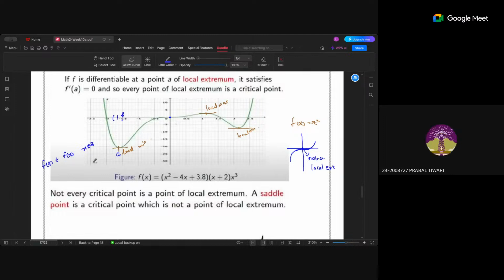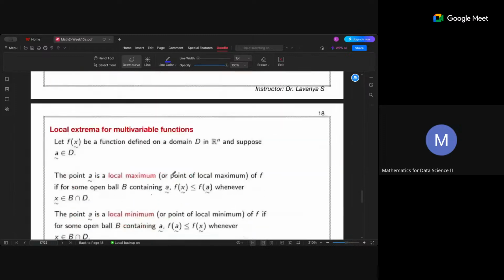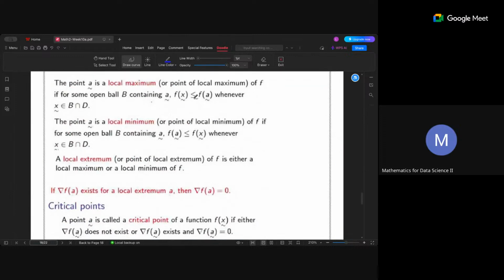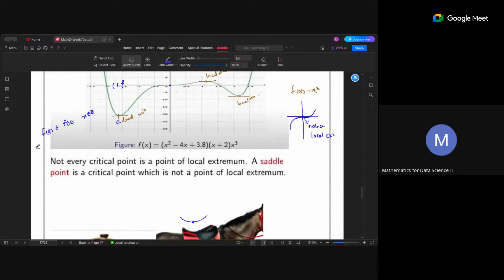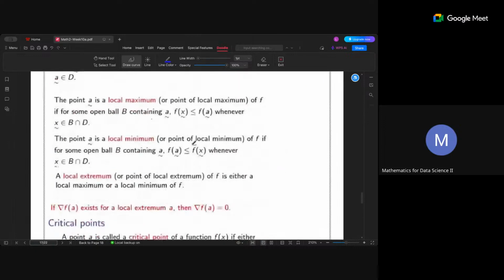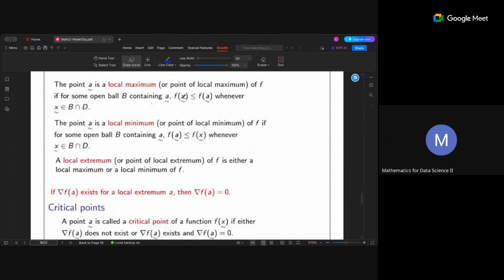But this equality counts both ways, right, in local maximum and local minimum. For local minimum it is this way, and for maximum it is the other way around. For minimum, this is the smallest, so other values are bigger. For maximum, this should be the bigger value and the other values should be smaller. Correct?